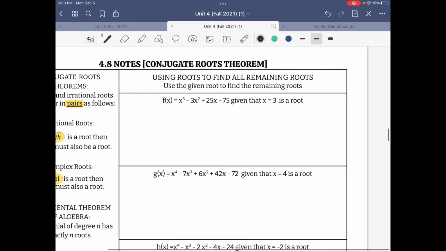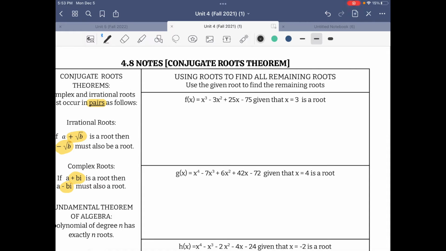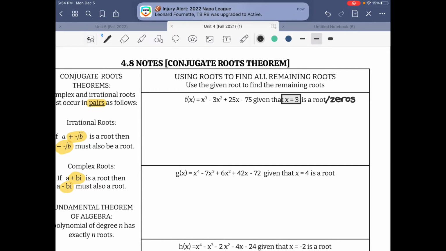Okay, so one thing about this section is it's going to be a little bit like 4.7 at the end, where it gives you one of the roots, and you just have to use it. And this is just kind of my reminder that roots are the same thing as zeros or solutions. So whatever root it tells you works, you're going to put that in the corner.